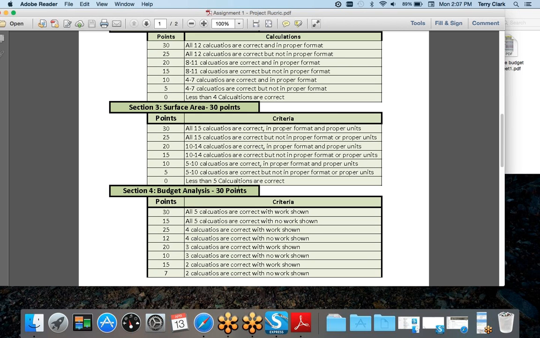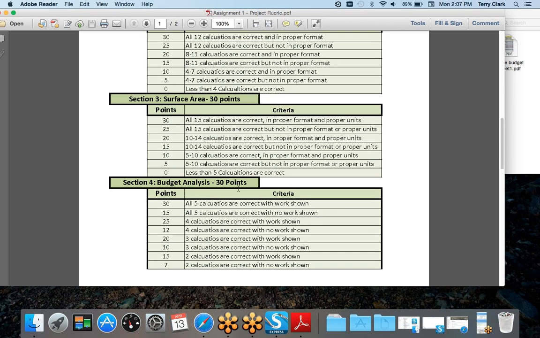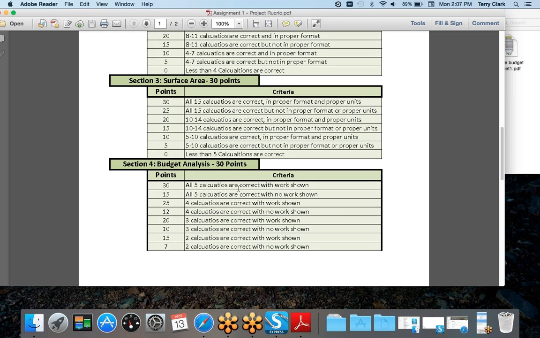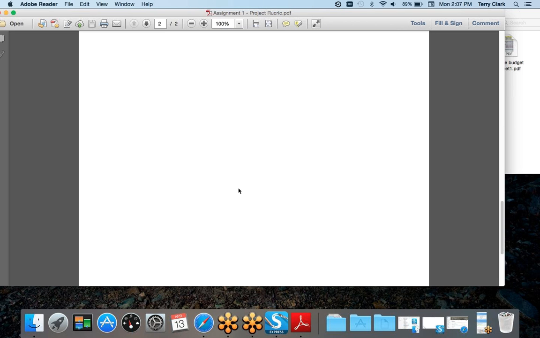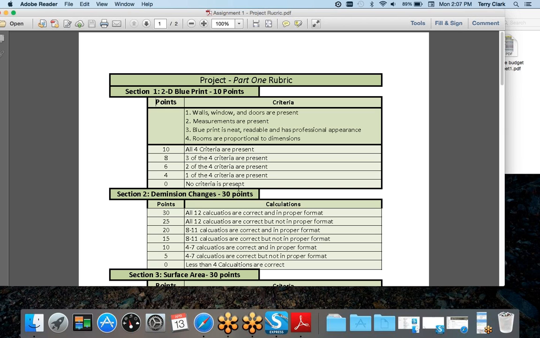Okay, and then the last part is going to be the budget analysis. Okay, and that's 30 points there. There are going to be 5 calculations that need to be done on the budget analysis. Okay, and for all 5 calculations, the work has to be shown, and we'll provide a worksheet for that. I think we provide a worksheet for the budget analysis. I think we do. Okay, so that's the rubric.